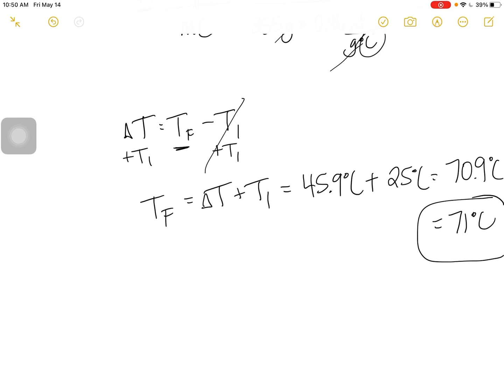So just like any other formula, Q equals MC delta T can be used to solve for any unknown, provided that I have everything else, and provided that I can algebraically rearrange that equation to solve for what I'm looking for.